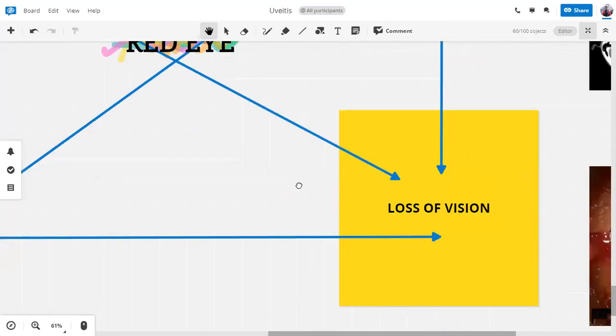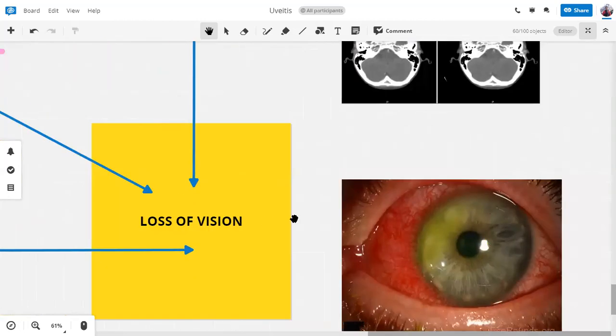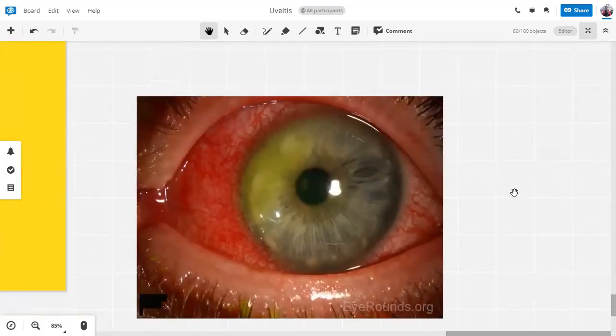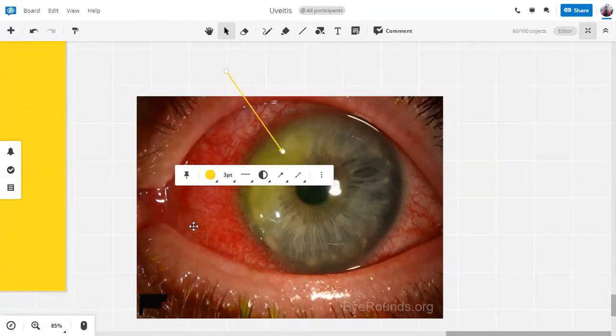So you have another patient who has red eye, loss of vision, and photophobia. This is what you see on the examination. What are your findings? What are your findings in this patient? It does involve the cornea. There's a corneal opacity. What else?